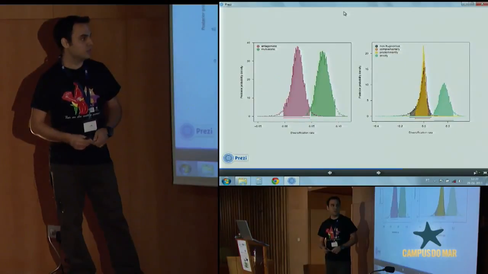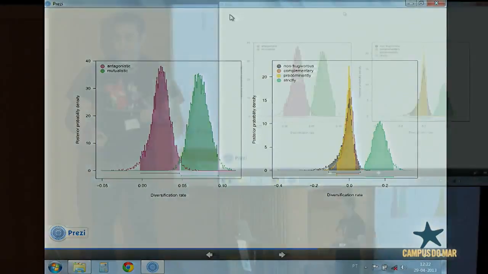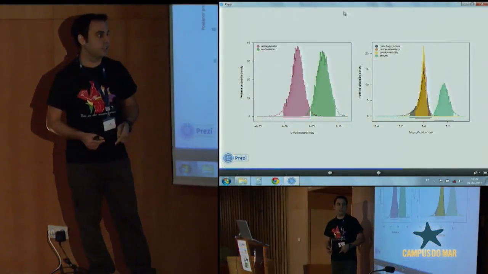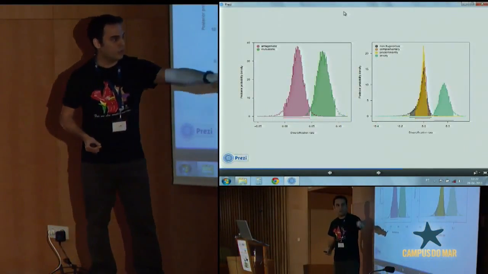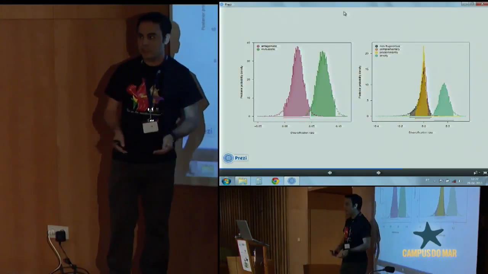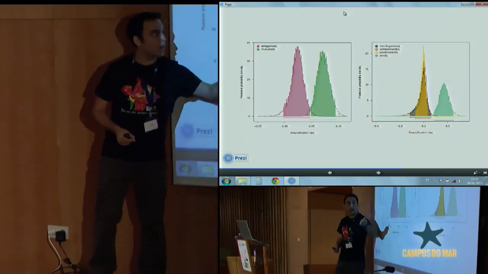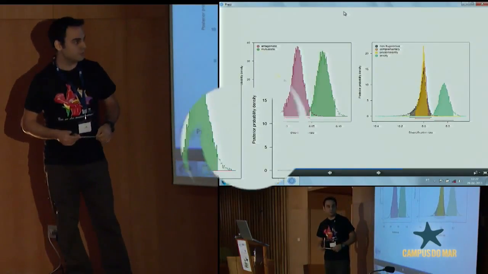We found, as you can see in this plot, that mutualistic lineages show higher diversification rates than antagonistic lineages. This pattern was consistent both for mainland and Antillean genera. And also, if you go to the other graph, you see that strict frugivores show the highest diversification rates compared to the other genera classified in the other three groups.